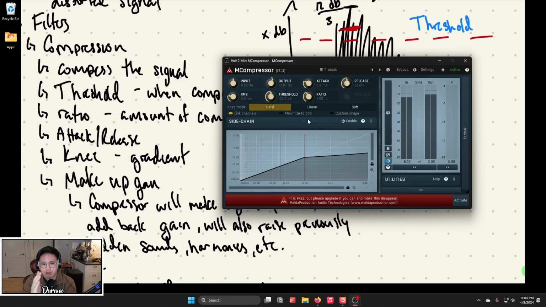As you get closer to the threshold, it's going to start the compression, and then once you pass the threshold, it starts to make the compressor more aggressive until you hit the ratio.